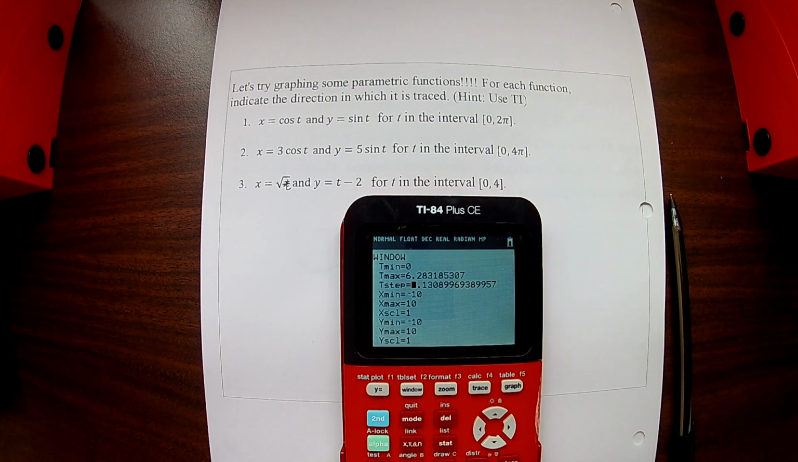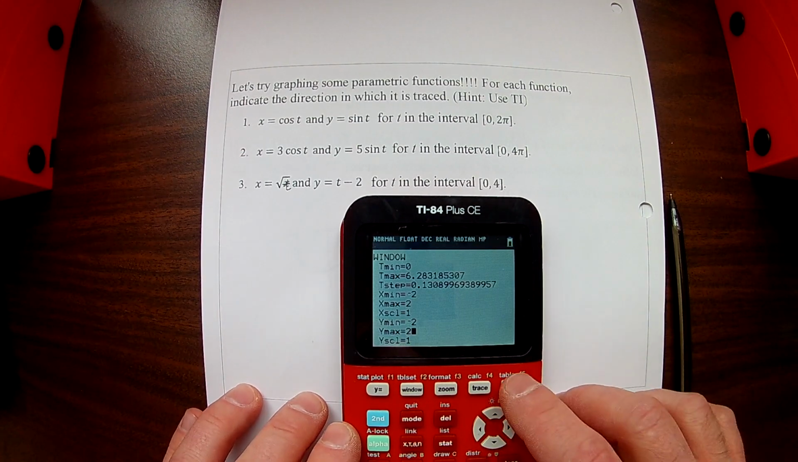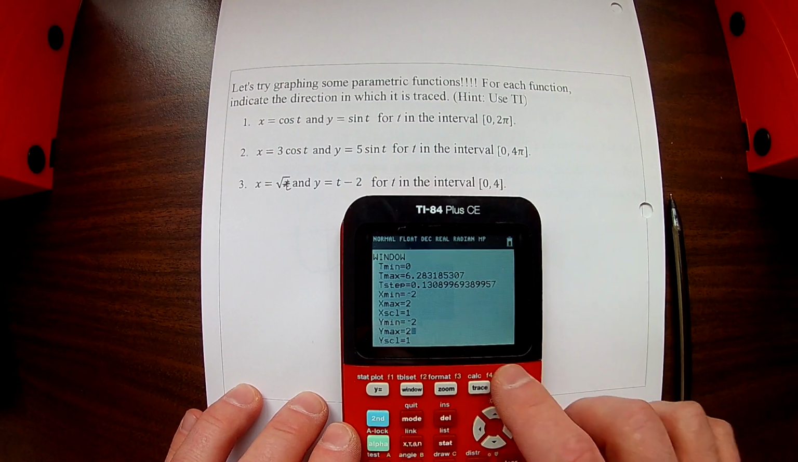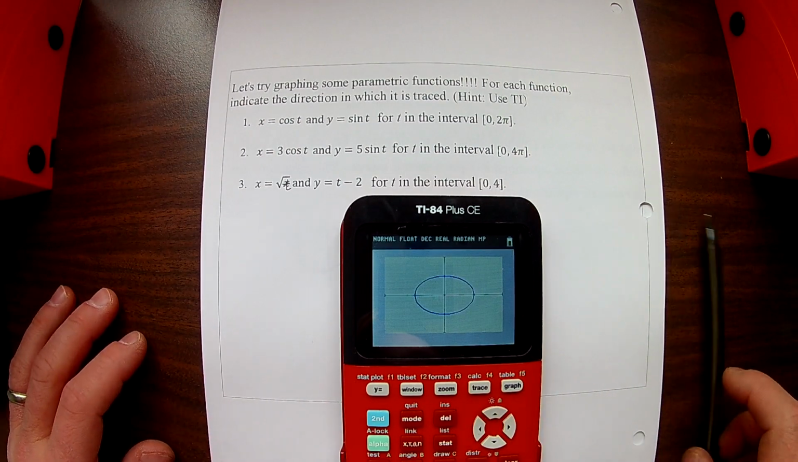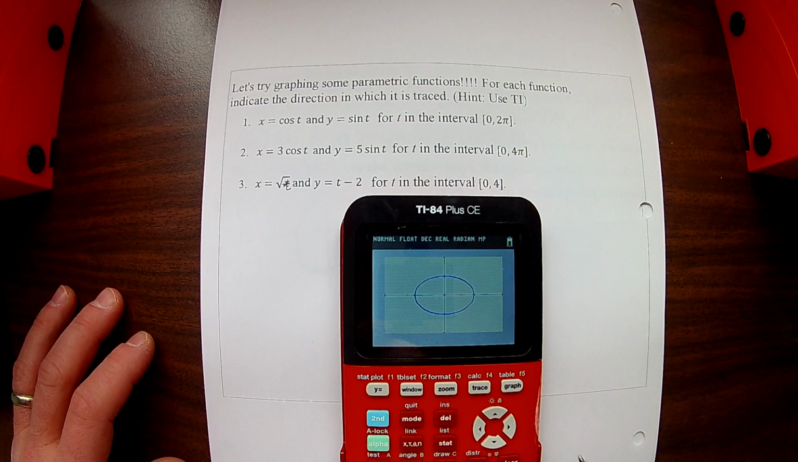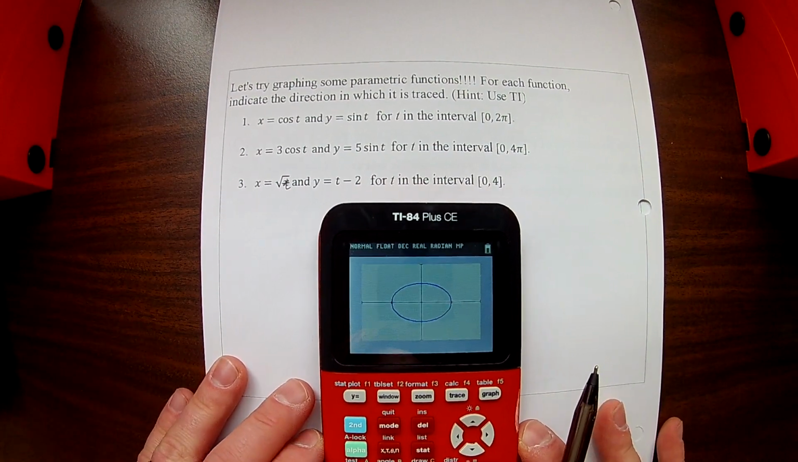I happen to know how this parametric curve works out, so I'm actually going to change my x-min to -2, x-max to +2, same thing with y-min and y-max, and then I simply hit graph, and it graphs the function, and what you can see is we actually have a circle graphed here.